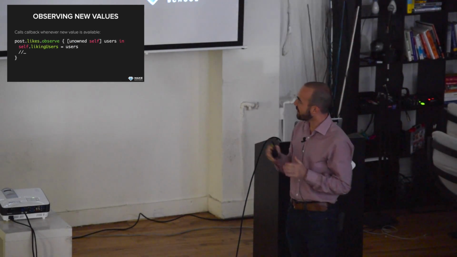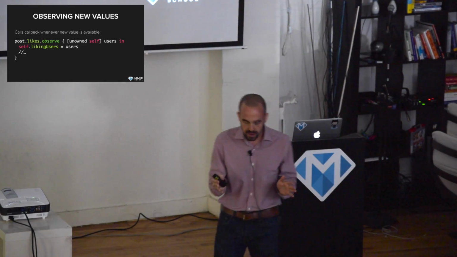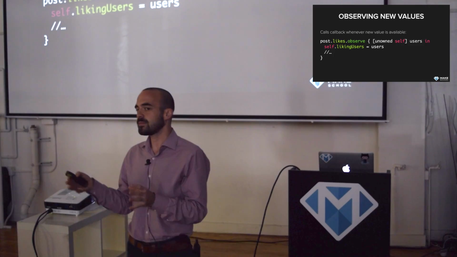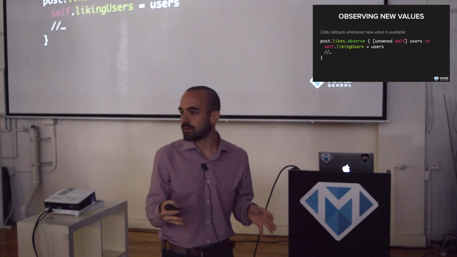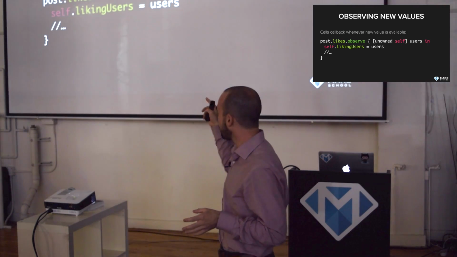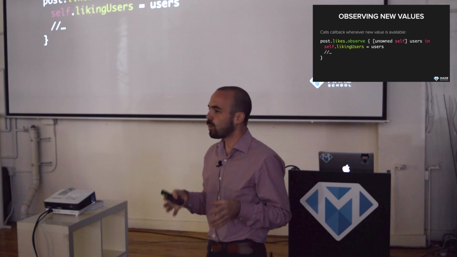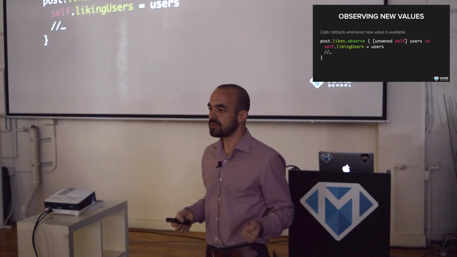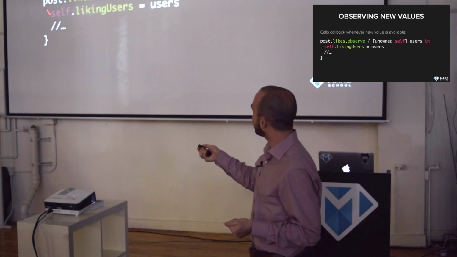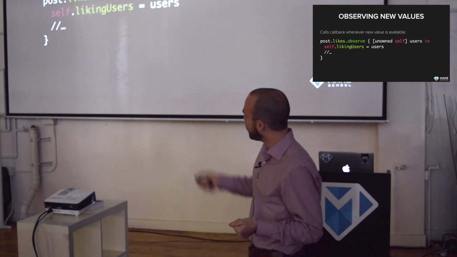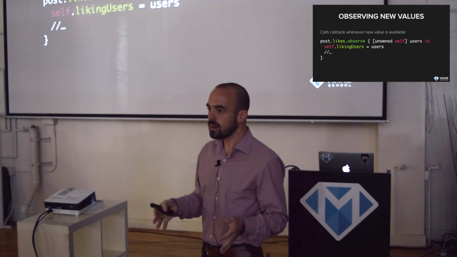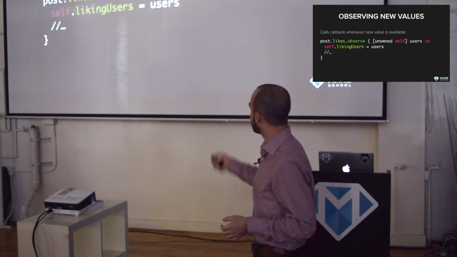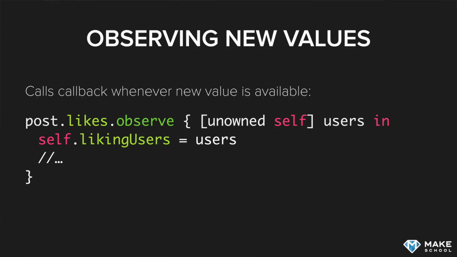Second example from the Bond tutorial, we have a post, and a post stores a certain amount of likes. And we have a view controller, or in this case, a table view cell actually, that is interested when new likes occur or when likes are removed. What we can do is access the likes property of this post, assuming that it is an observable, and then we can call the observe method. As part of the observe method, we provide a closure, and that closure will be called every single time the likes change.